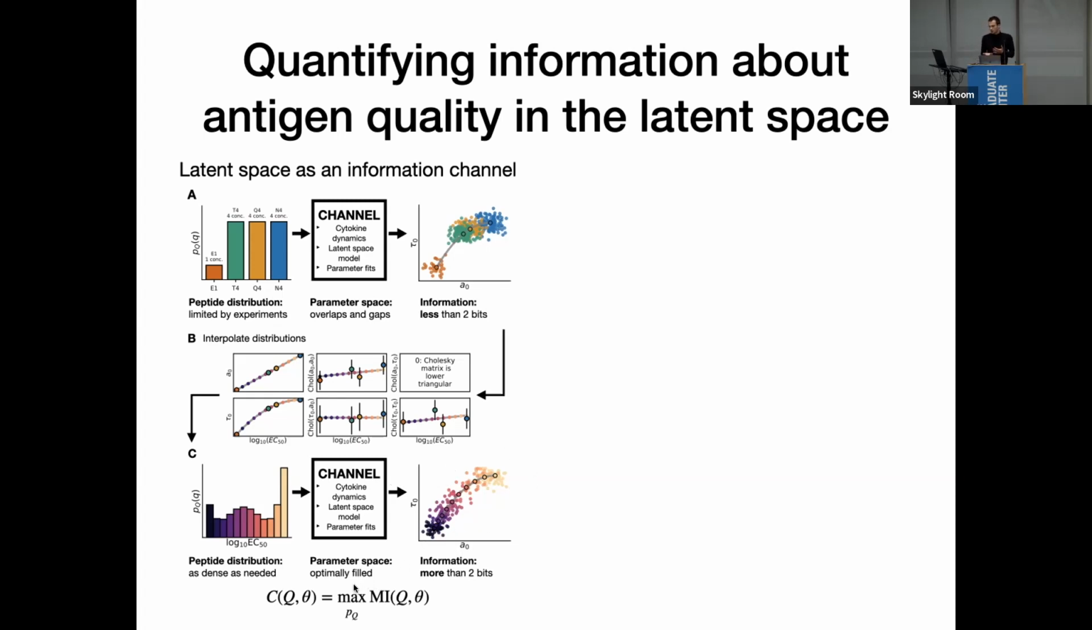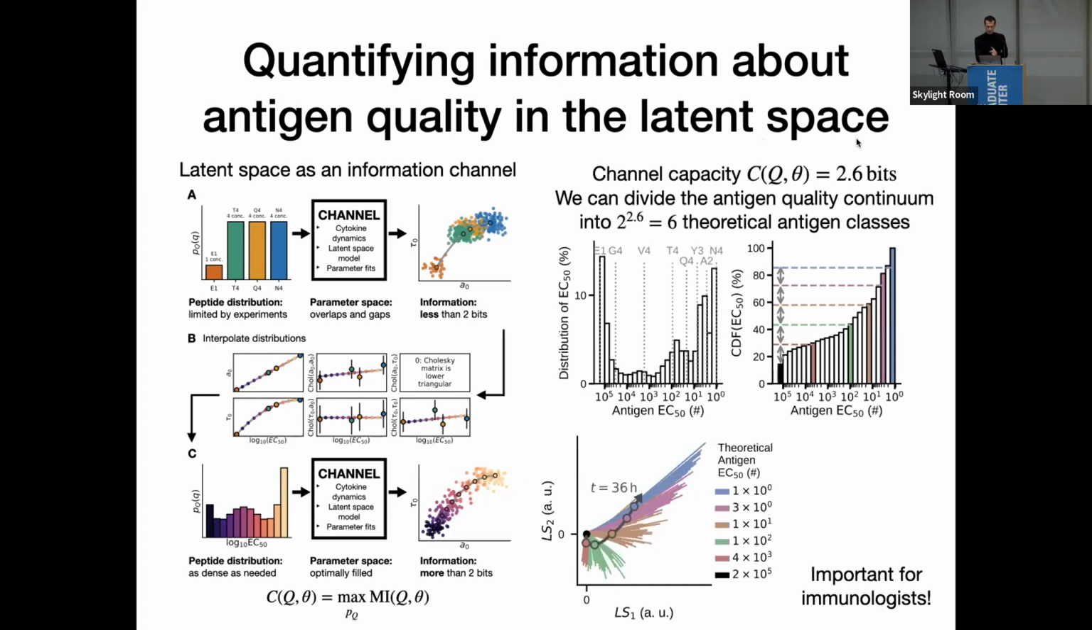And in fact, we computed channel capacity, which is mutual information maximized over the arbitrary distribution of the input peptides. And when we did that calculation, we found this number, 2.6 bits, which may not seem super interesting, but actually it's super relevant for immunologists because they think of peptides as self versus non-self, as I have introduced in my own talk. Sometimes they think about three categories related to thymic development, but 2.6 bits tell you that you can subdivide the continuum of antigen qualities into at least something like 6 classes.